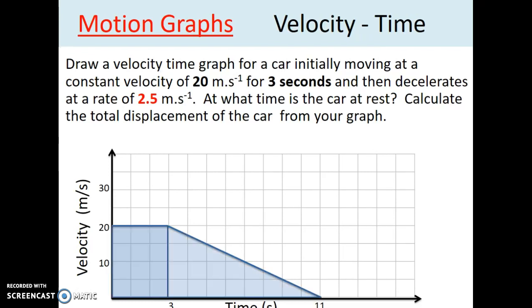So for the first portion, we can then work out the total displacement, which is the 3 times 20. We can then add the triangle area, which is half base times height, so it's a half times 11 minus 3 times by 20, which is the height, and you find a value of 140 meters.